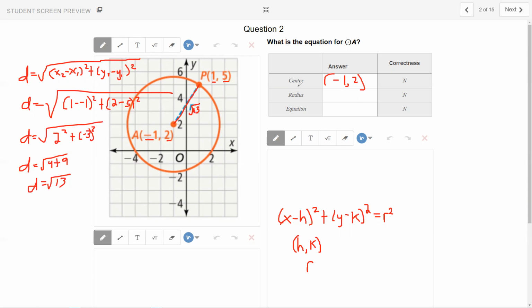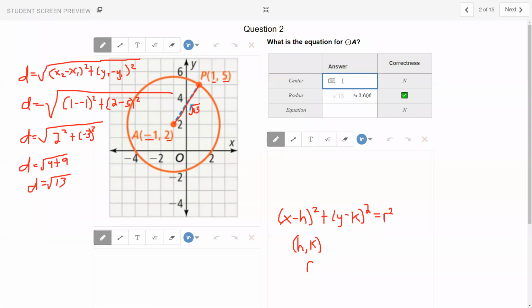So over here, we're going to put in s. We type in square root of 13. And then up here, we can type in negative 1, 2.